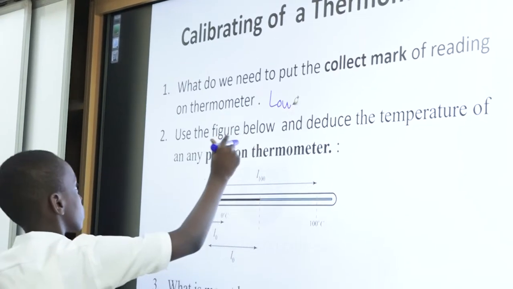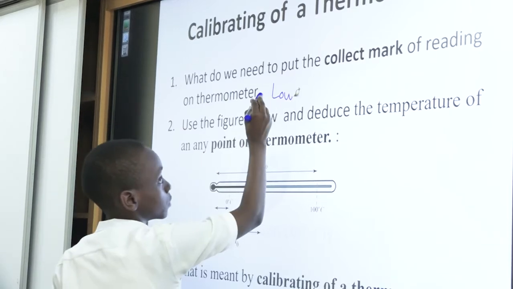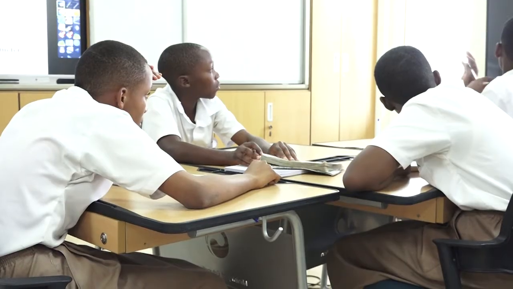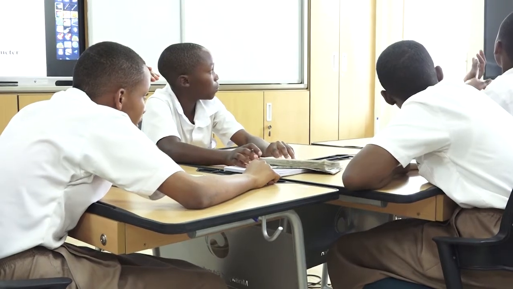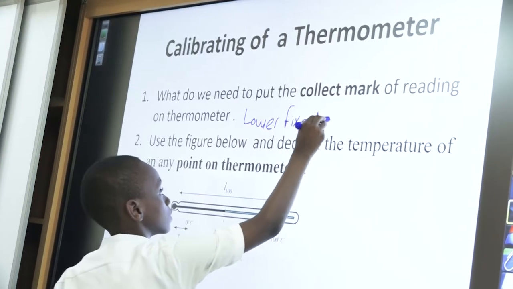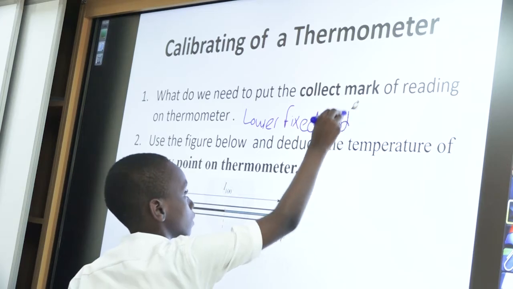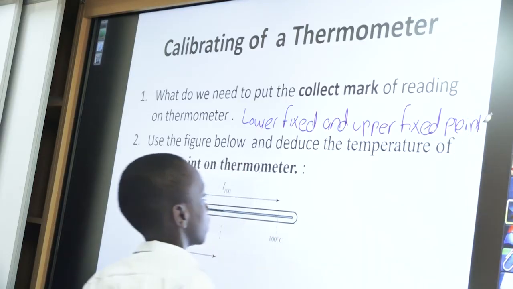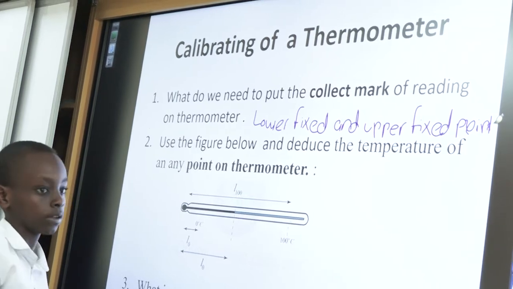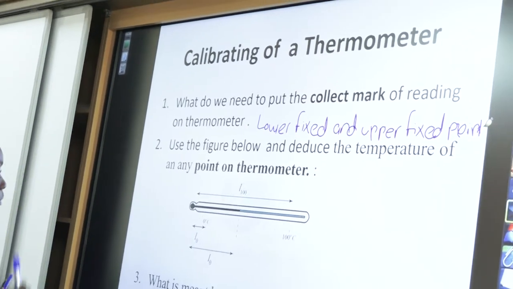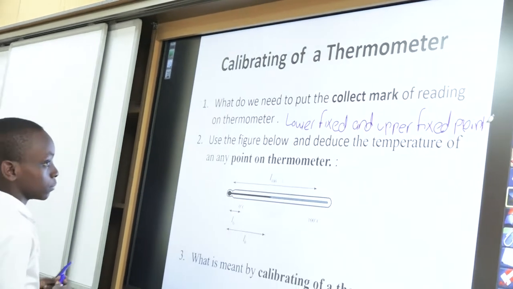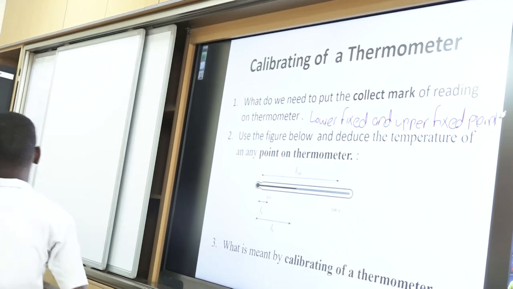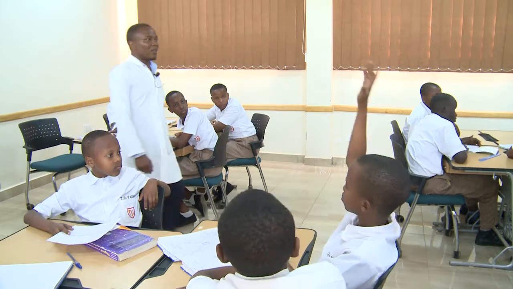Number 1 asked what do we need to put the correct mark of a reading on a thermometer. We answered lower fixed point and upper fixed point because they are the main points which they use so that they can indicate the temperatures on the thermometer. When they don't have them, they cannot know where to indicate other points of the thermometer. Thank you. Other group, please, question number 1.